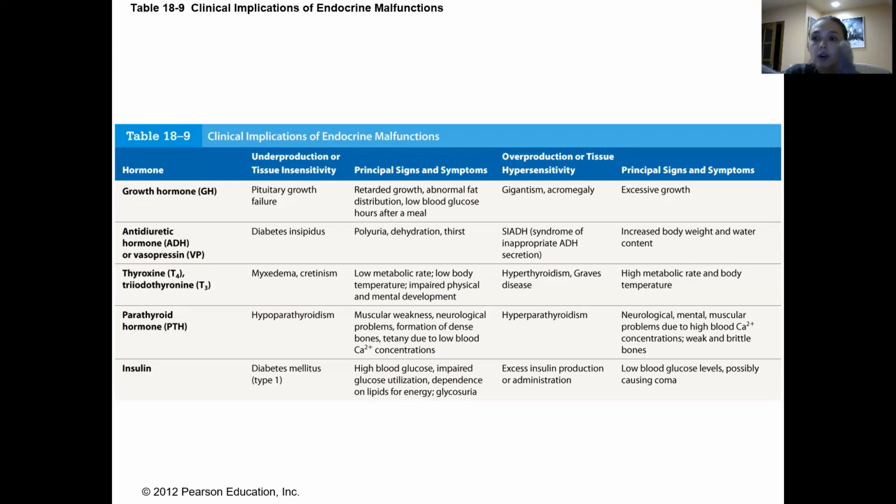Thyroxine, T3 and T4 hormones, which could lead to diseases like myxedema and cretinism when we have hypofunction of the thyroid gland. The main symptoms will be low metabolic rate, low body temperature, and impairment of mental and physical development.